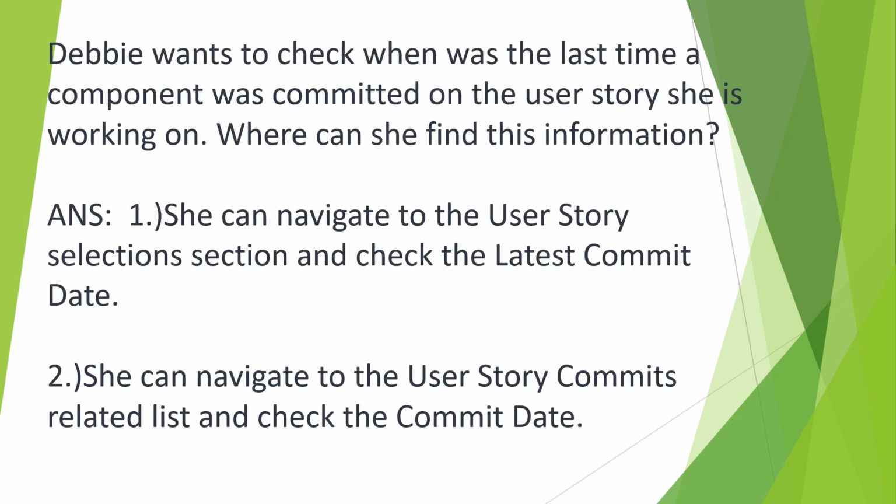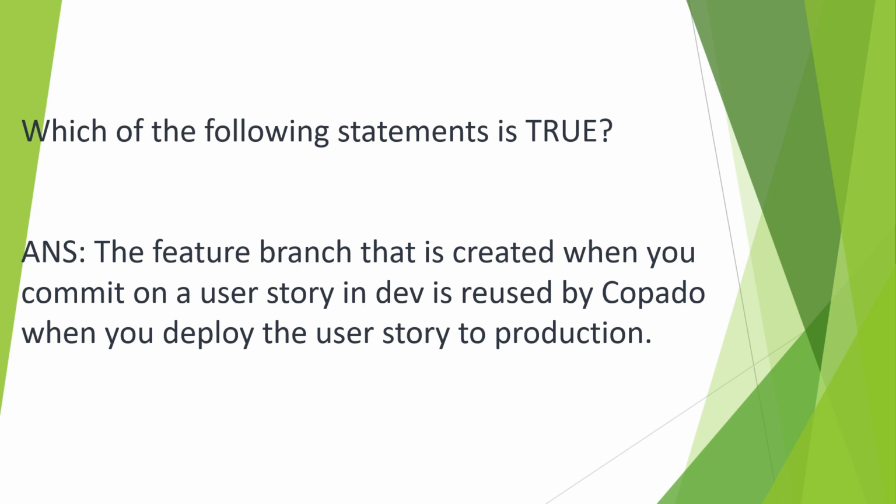Next question. Debbie wants to check when was the last time a component was committed on the user story she is working on. Where can she find this information? Answer: she can navigate to the user story selection section and check the latest commit date. And the second option is she can navigate to the user story commits related list and check the commit date. Both are correct answers.